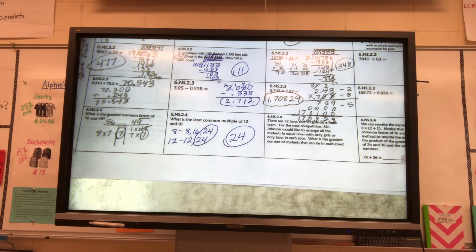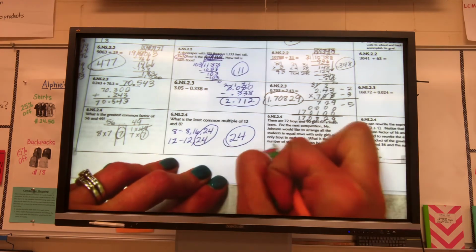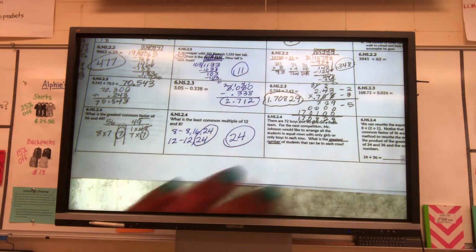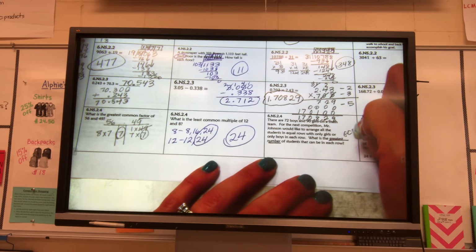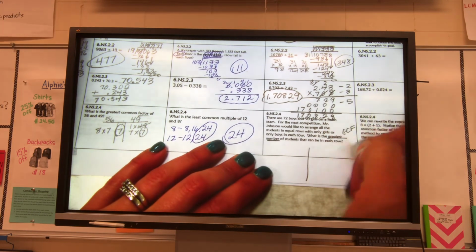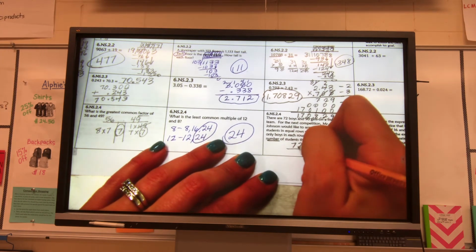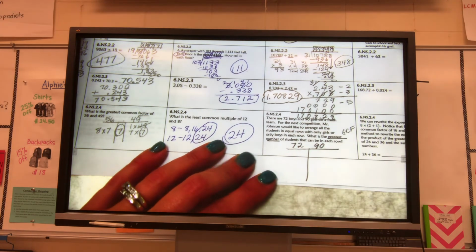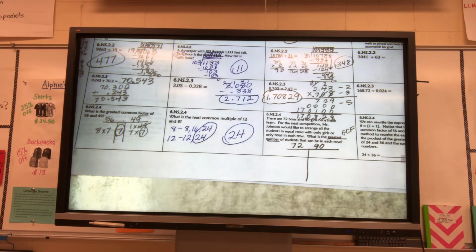So for the last one here, it says there are 72 boys and 90 girls on a math team. For the next competition, Mr. Johnson would like to arrange all the students in equal rows, with only girls and only boys in each row. What is the greatest number of students that can be in each row? Well, it says the greatest number. When it says that, it tells me that I'm looking for the GCF of these two numbers, or the greatest common factor. So here are my numbers, 72 and 90. Okay? So I can start on either one and go back and forth.